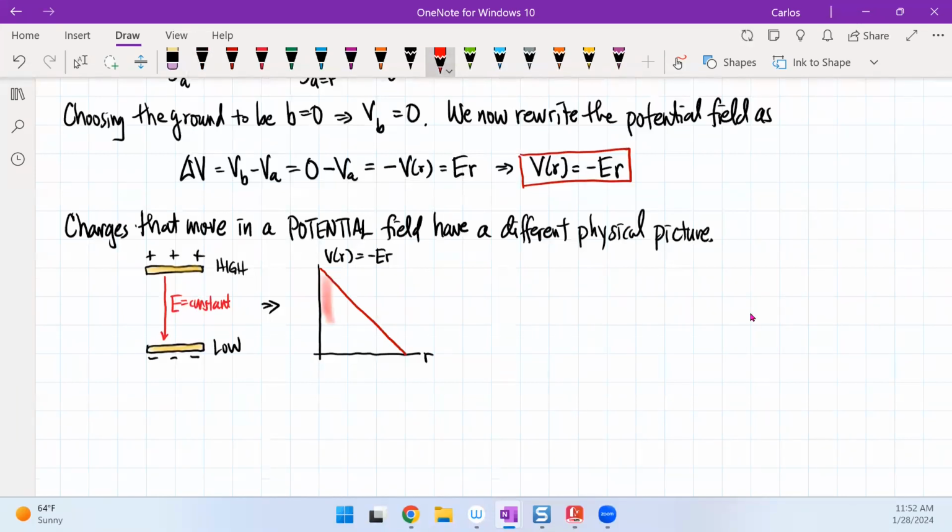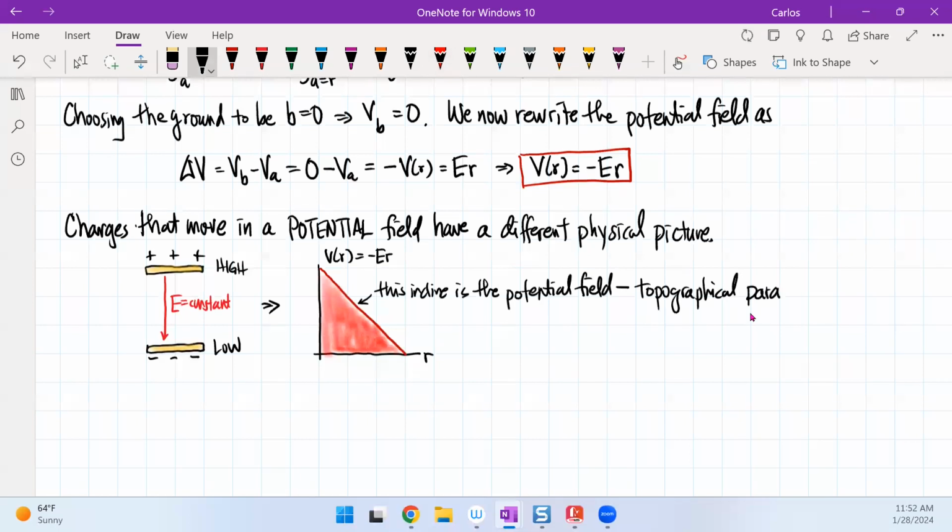So when I look at this guy, this incline is the potential field, and this is what I call the topo, or the topographical, the landscape parameter.